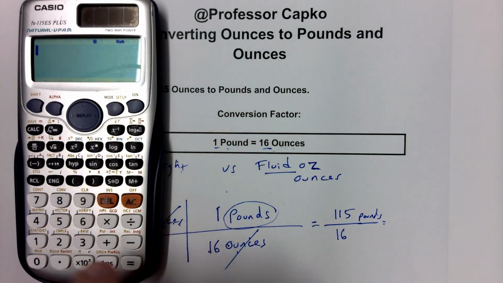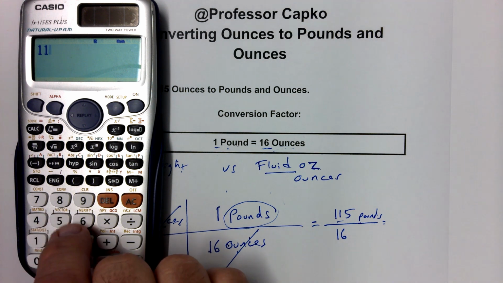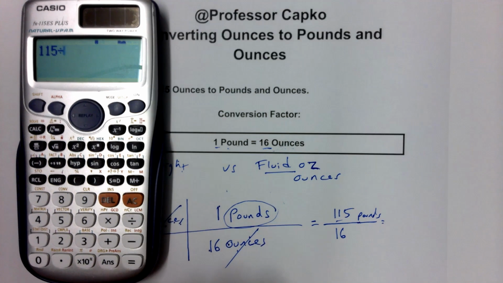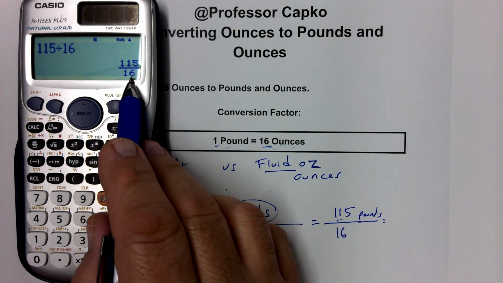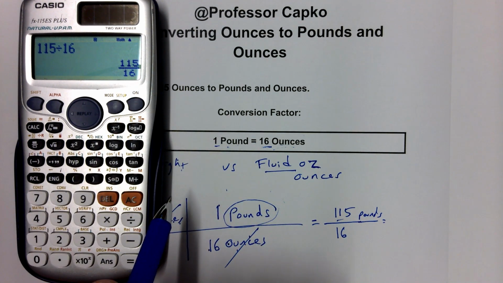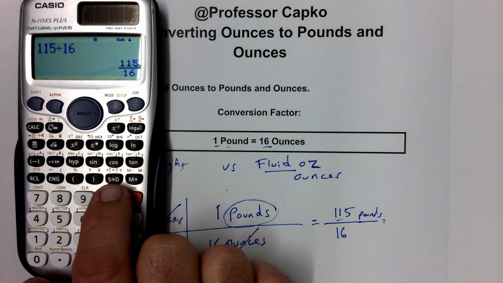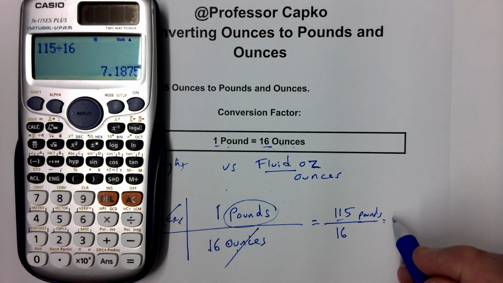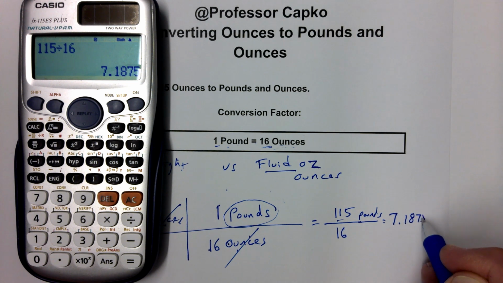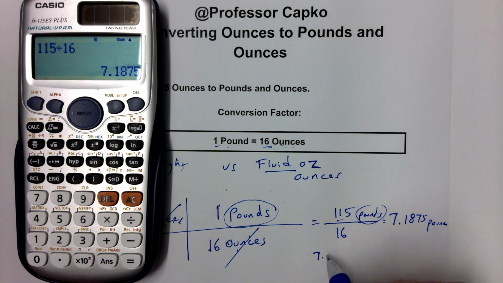Let's go ahead and turn it on. I'm going to put the numerator, the 115, and I'm going to divide by 16. Now, with this calculator, when I hit the equal, it's going to give me a fraction. What I do is hit this SD, and that's going to give me the decimal. So I have 7.1875, and our only unit left is pounds. So I found that it equals 7.1875 pounds.